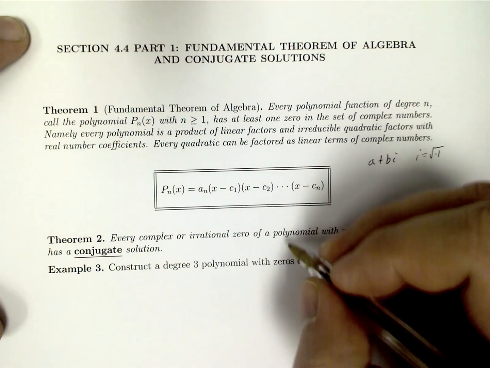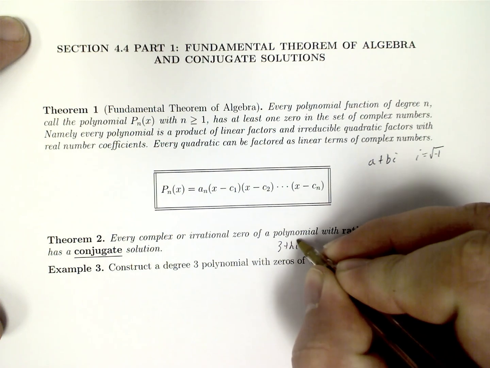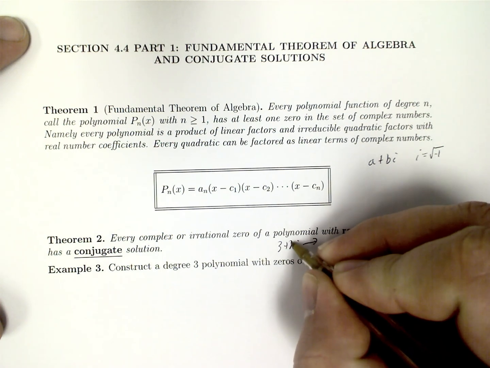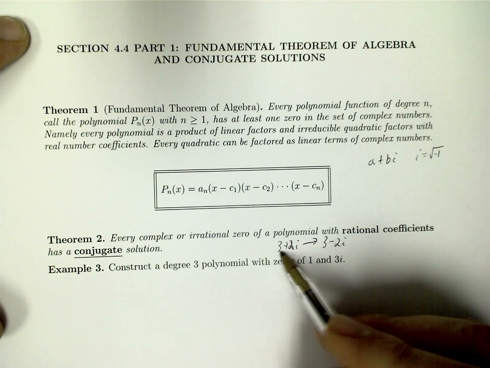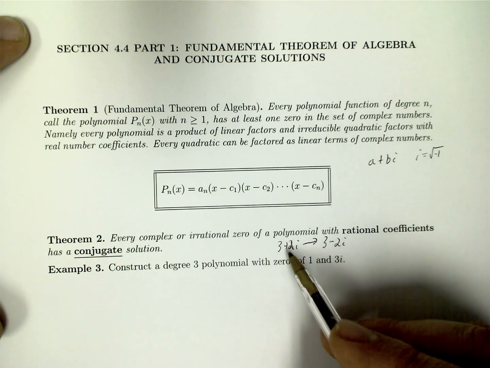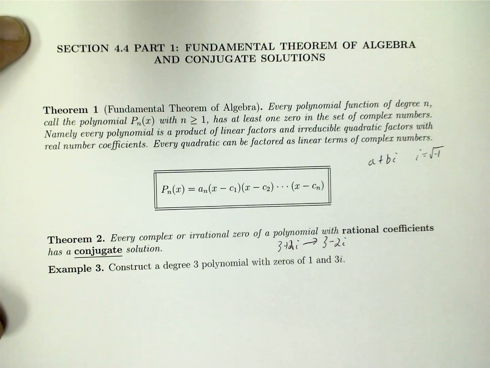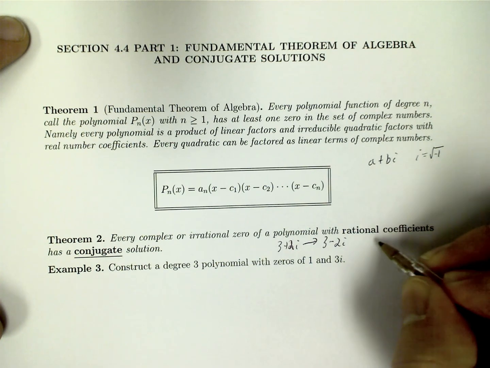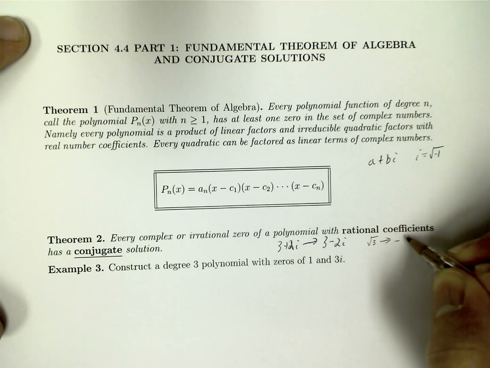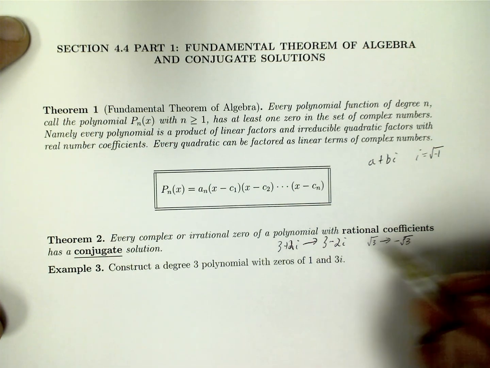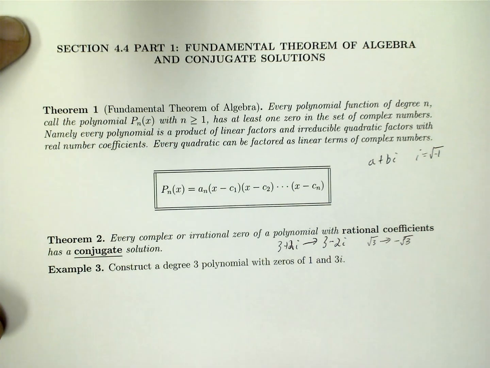So what do I mean? If we have 3 plus 2i, then a conjugate solution might be 3 minus 2i. Again, this is a complex number and we have a conjugate. Basically, the conjugate just means that you have a minus in between. Or if you have an irrational number, so if you have the root of 3, your conjugate may be negative the root of 3. So if it's in front of the i or in front of the root, that's what changes when you go from the first one to the conjugate.